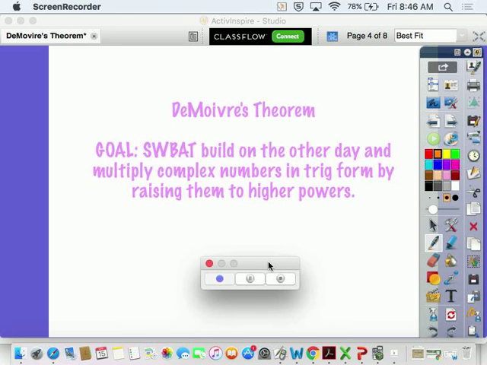So today we're talking about DeMoivre's theorem. It's the last bit to round off what your test is going to be on next week. We're going to build on what we talked about the other day and multiply complex numbers in trig form by raising them to higher powers. It's still a part of the whole r sine theta, r cosine theta family, so that's why we are doing it along with this particular unit.